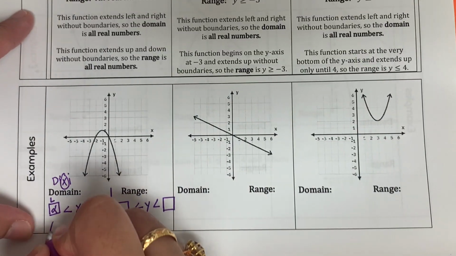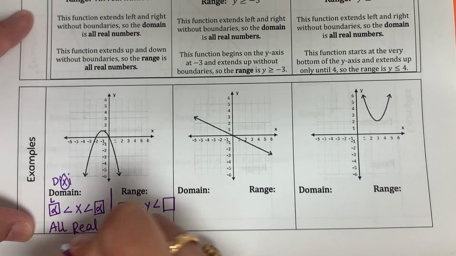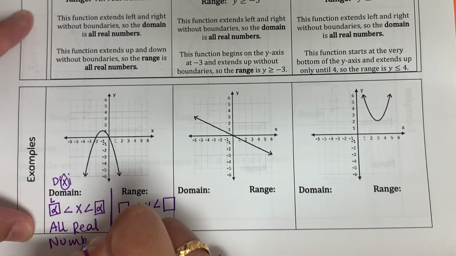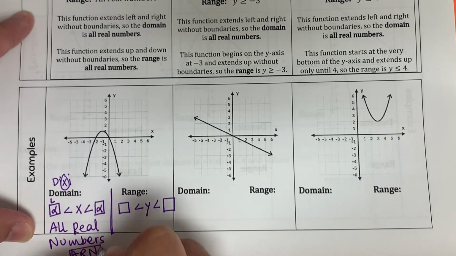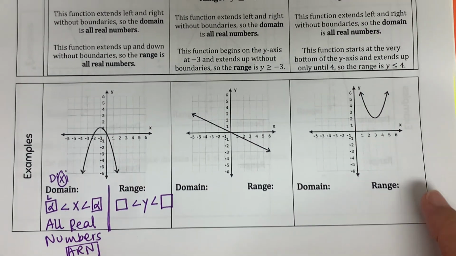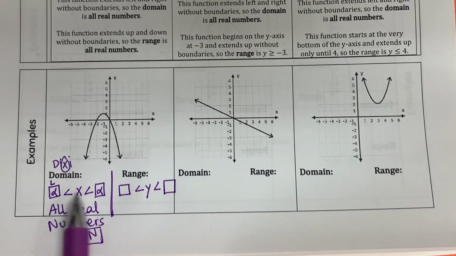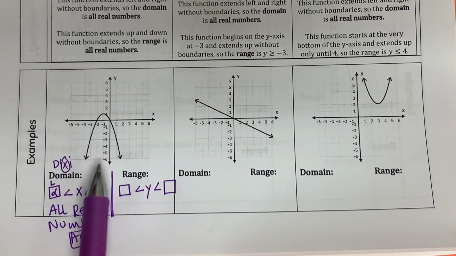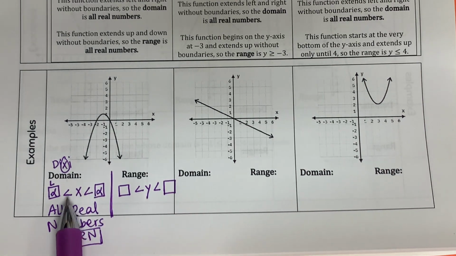So this is all real numbers. ARN, all real numbers. I'm not going to put equal over here because you are unable to touch or reach infinity at all times. So we never write equal with the infinity.